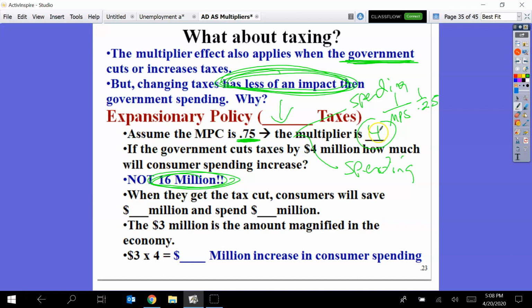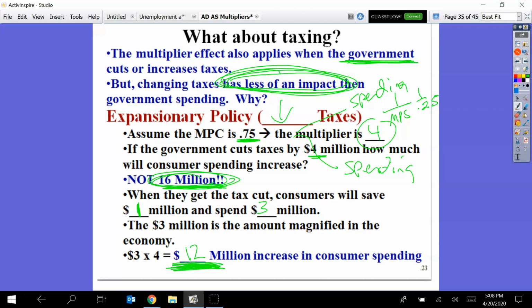But if the government cuts taxes by 4 million, we're not actually going to get 16 million, which we would think we would because your multiplier is 4 and you have a tax cut of 4. But the problem is consumers are going to save the first million of that 4 million, according to the marginal propensity to save. They will only spend 3 million. So you don't get $16 million of aggregate demand change. You get $12 million, because of that initial savings.